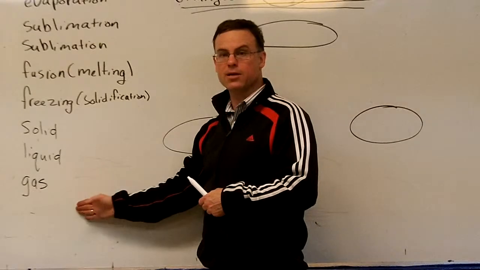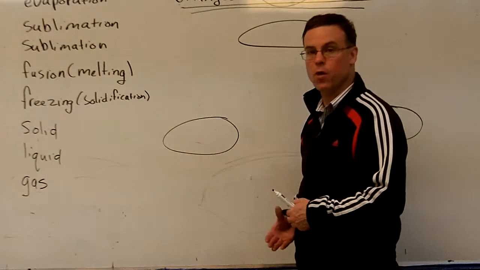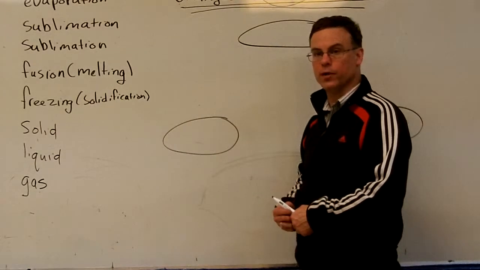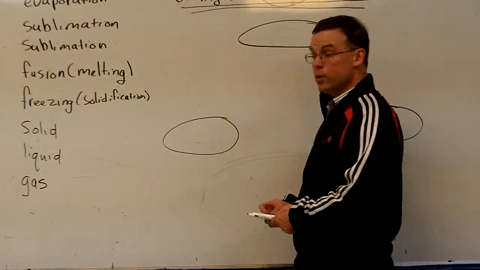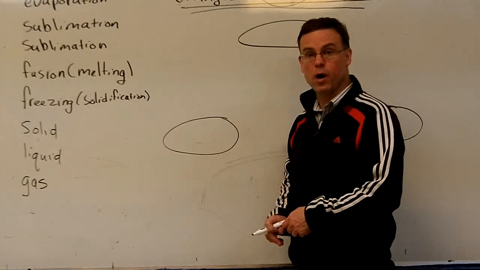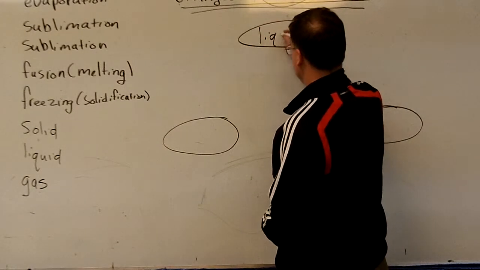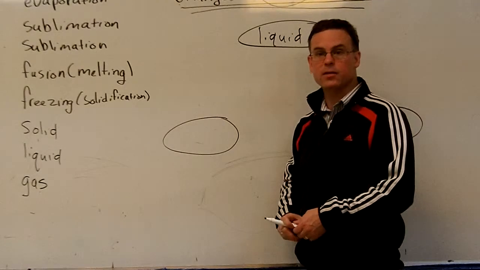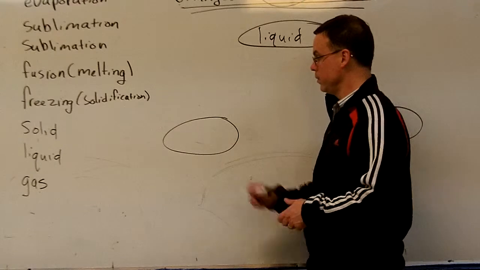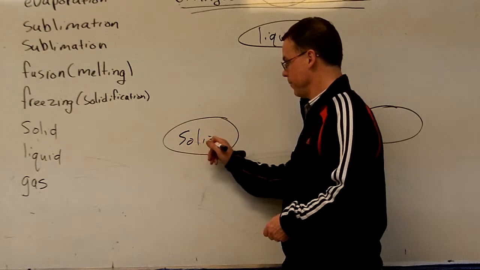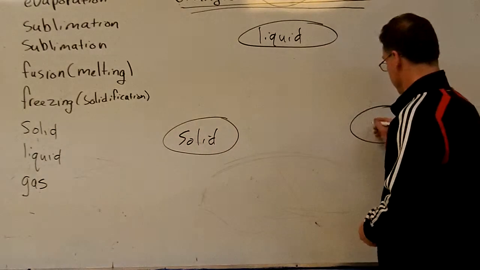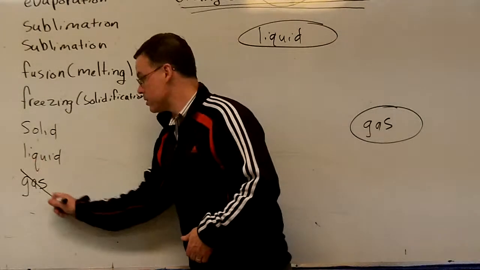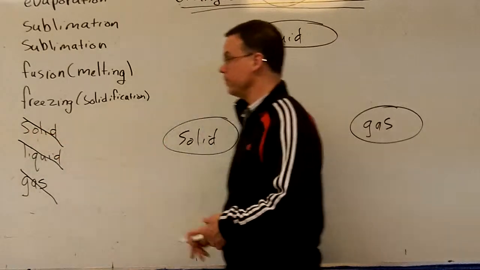Solids, liquids, and gases are the main states, the main form in which you would discover matter. Let's use water, for example. At room temperature, normally you would discover water as a liquid. The other two states that you can find water would be a solid or a gas. So I can cross these off, gas, liquid, and solid.